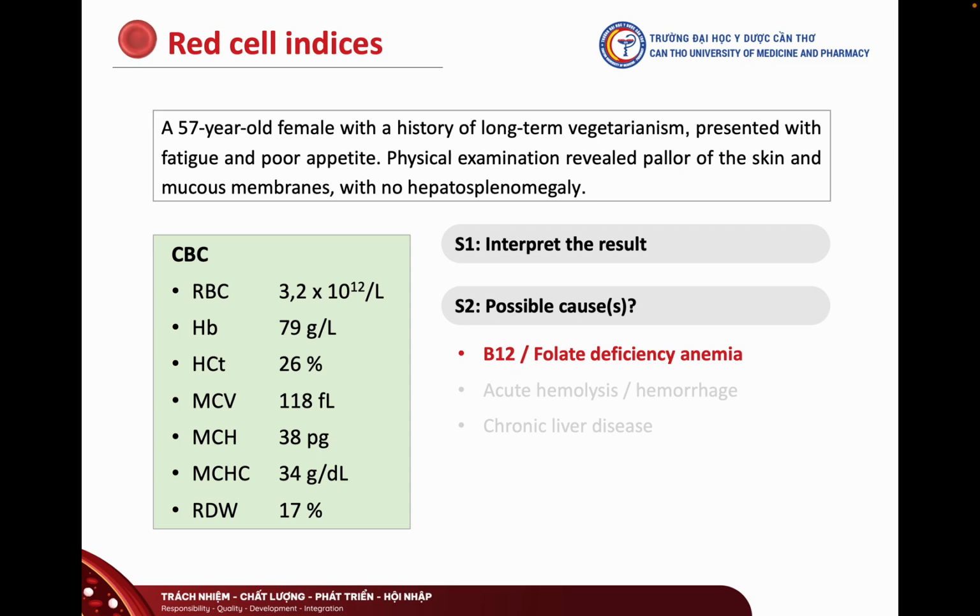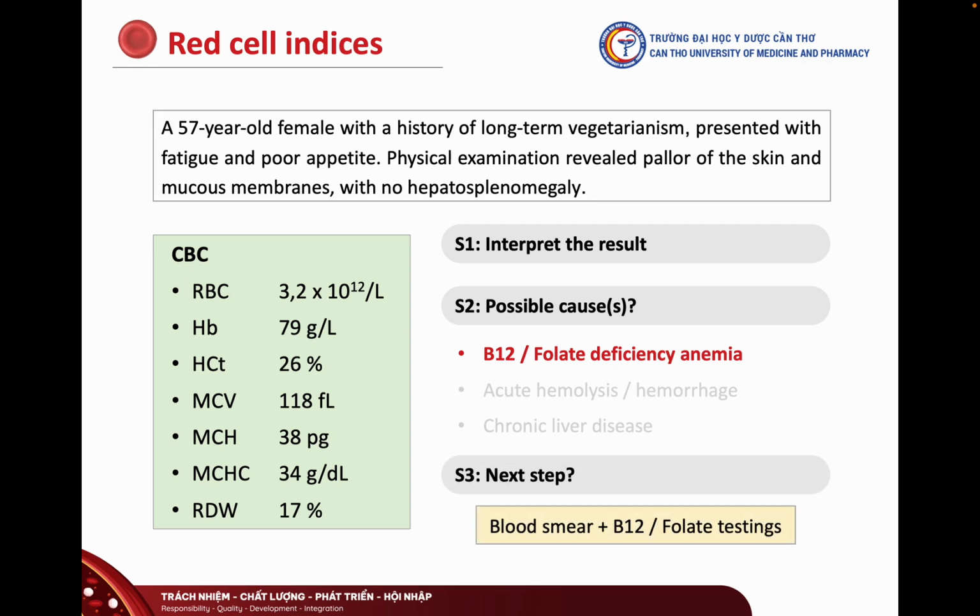So now, what is the next step? We order two things. The peripheral blood smear to look for hypersegmented neutrophils, and a B12 and folate panel to confirm the deficiency levels. Everything here points us toward megaloblastic anemia, and this is exactly how we approach it clinically.